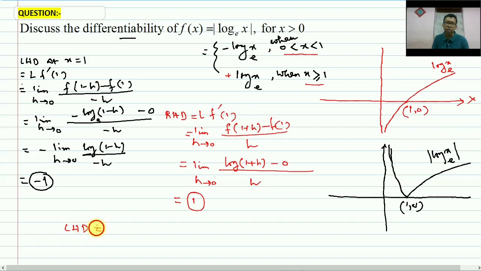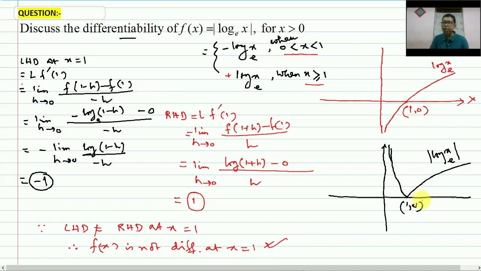Since LHD is not equal to RHD at x is equal to 1, therefore function f of x is not differentiable at the point x is equal to 1. Okay, this is the proof. But in the graph you earlier got that at the point x is equal to 1, there is a corner. For this the function was not differentiable at the point x is equal to 1.